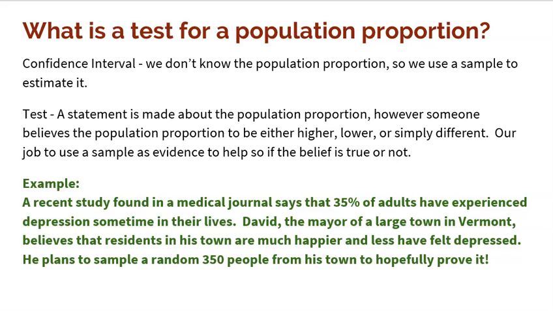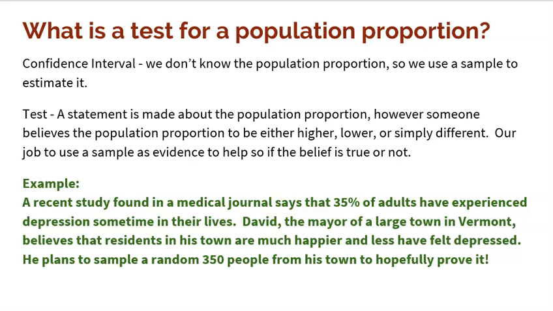A recent study found in a medical journal that 35% of adults have experienced depression sometime in their lives. Again, that's something that we read. We read that the true proportion of adults who've experienced depression is 35%. But here's the kicker. David, the mayor of a large town in Vermont, believes that residents in his town are much happier and less have felt depressed. So he plans to collect a random sample of 350 people to hopefully prove that his town is less depressed than this national value.